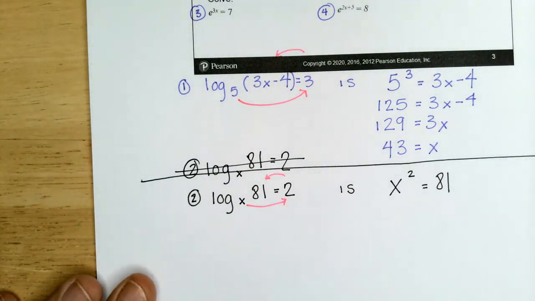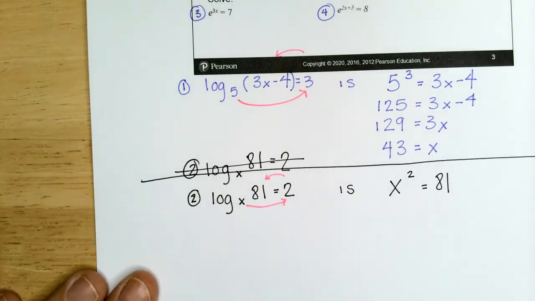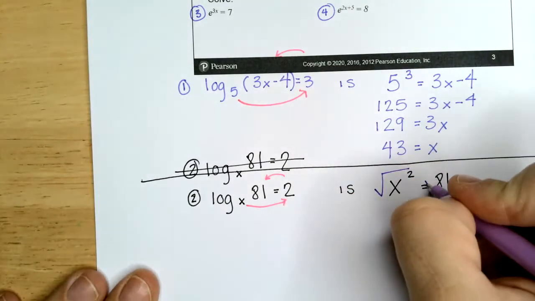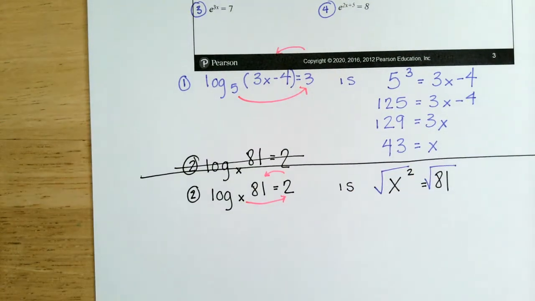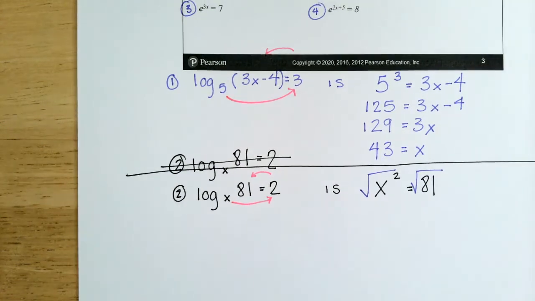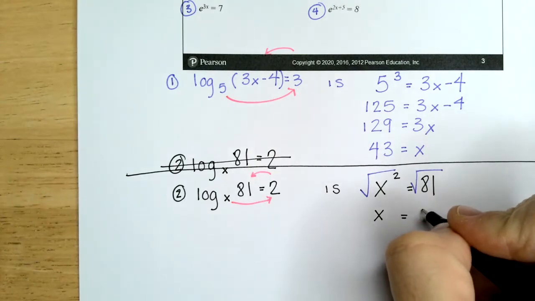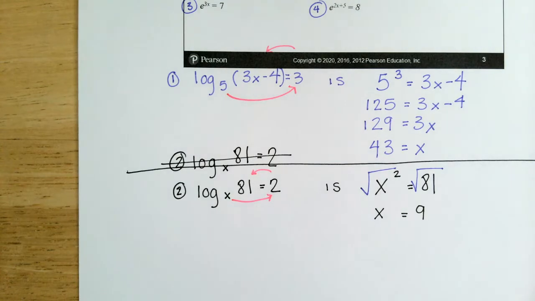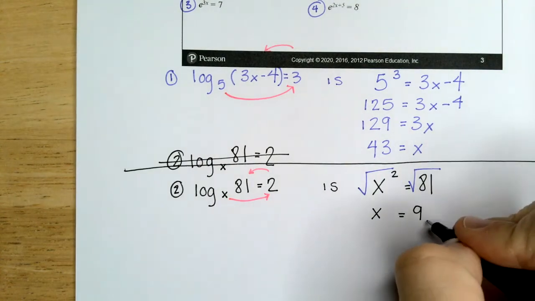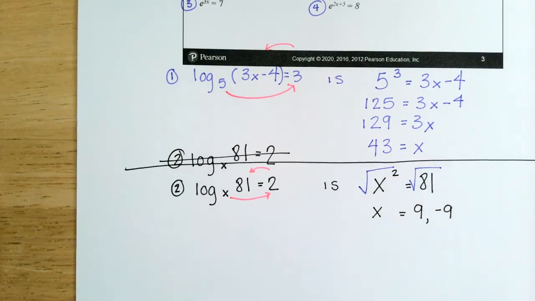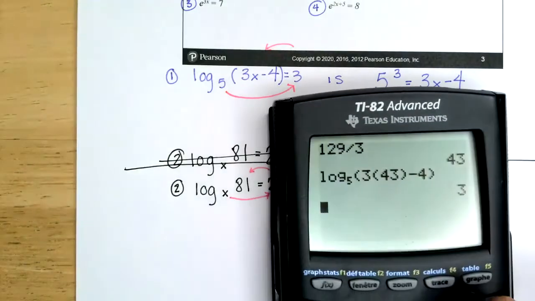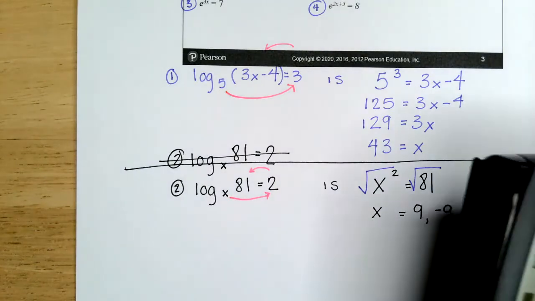X squared equals 81. Like one step. That one step would be square root both sides, right? The square root of x squared is just x. The square root of 81 is 9 as its principal square root, but we also know that negative 9, right? If I took negative 9 and squared it, I could get 81. All right, let's check our answer. So we say x is 9 and x is negative 9.